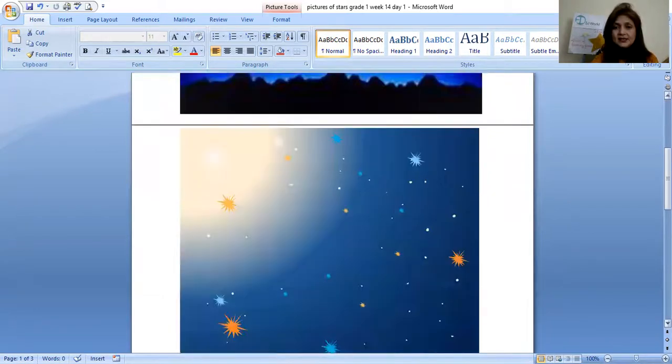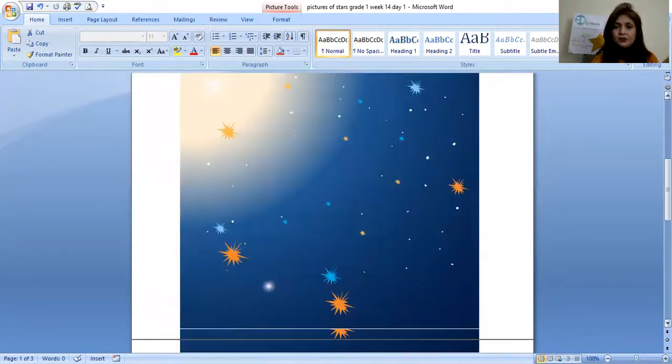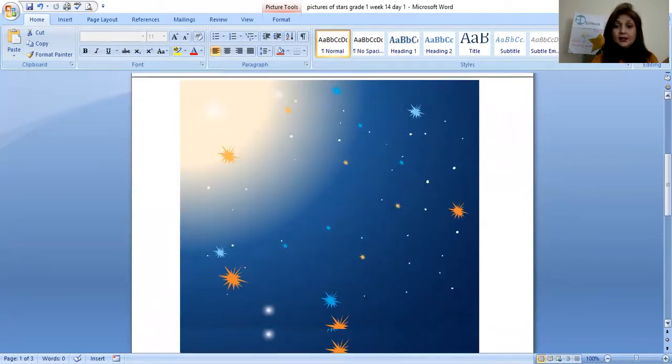Now let's see another picture. Now what is this picture about? Again, this is a picture of stars, right? Now the stars are in the blue sky, right? And you can see the moon is shining over here. So what is the color of the stars over here?